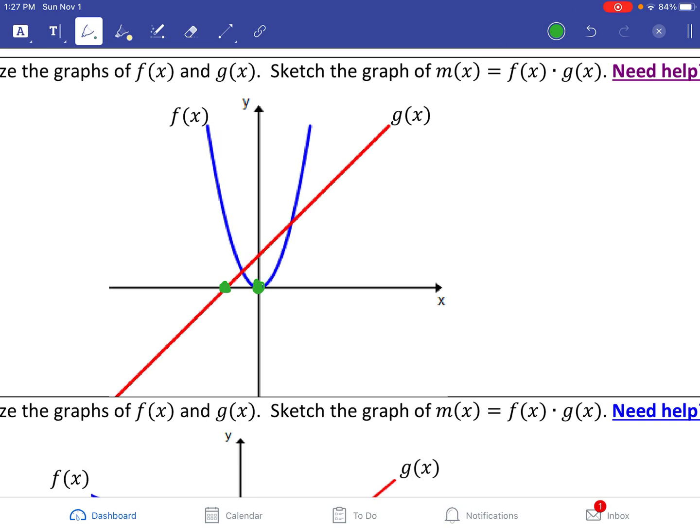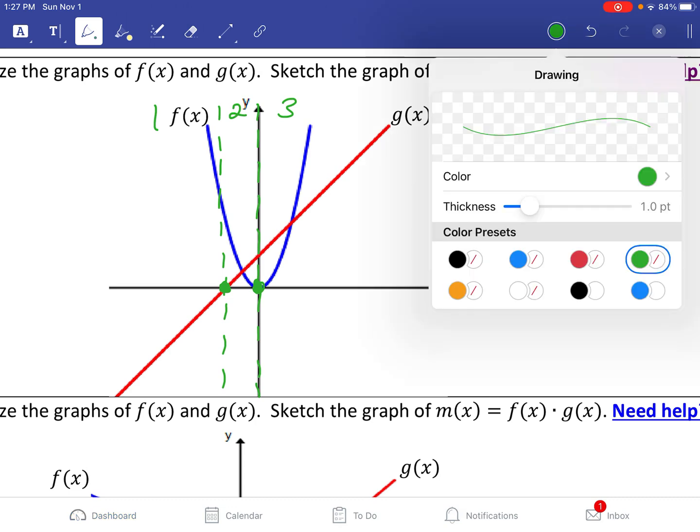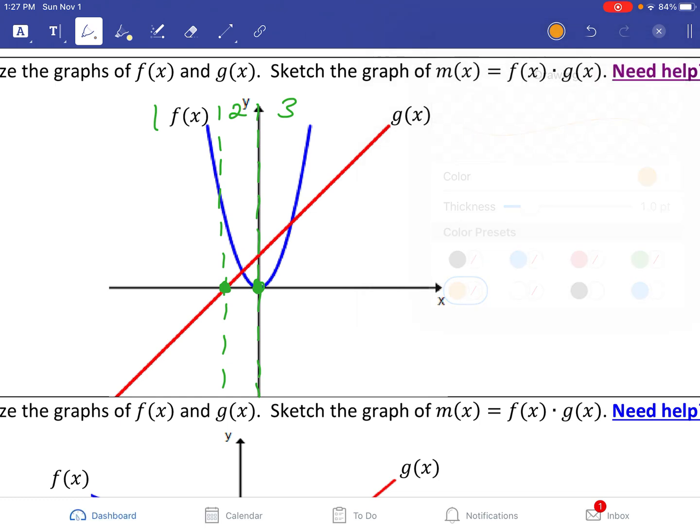So we're going to make our little dashed vertical lines right here and right here to figure out, in these three regions, here's 1, 2, and 3, what has happened with our new graph. Okay. So I'm going to change colors to show you this. And we'll get rid of those.